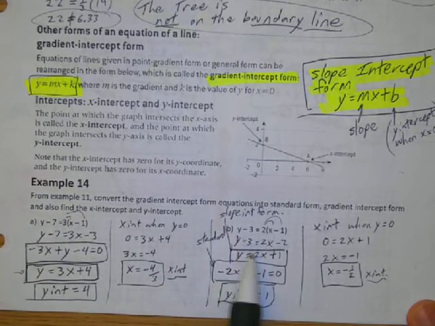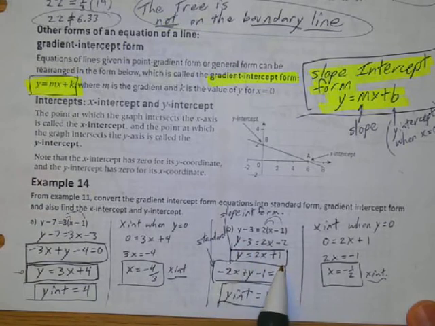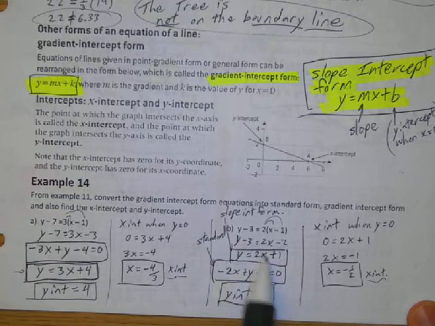Now, same process. If I want to put this into slope-intercept form, I just use distributive property with the 2, and I add 3 on both sides, and here's my equation in slope-intercept form. If I want to put it in standard form, I subtract 2x on both sides, I subtract 1 on both sides, and here's my equation in standard form. If I want to find the y-intercept, I can look at slope-intercept form, and there's my y-intercept. When I make x equal to 0, y is only going to be equal to 1.